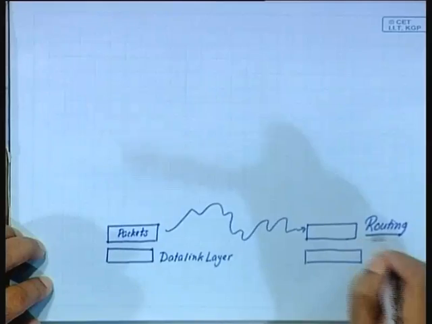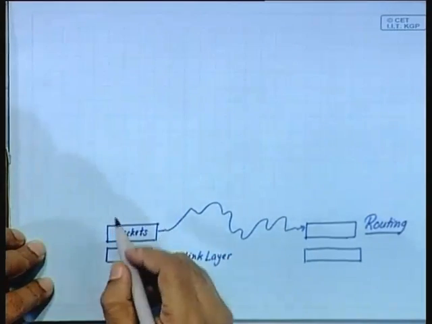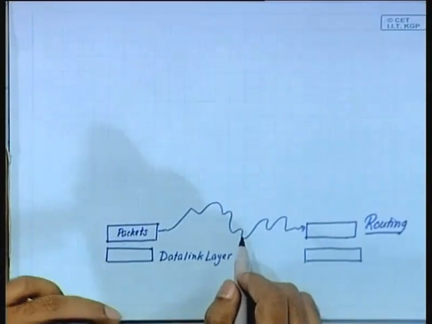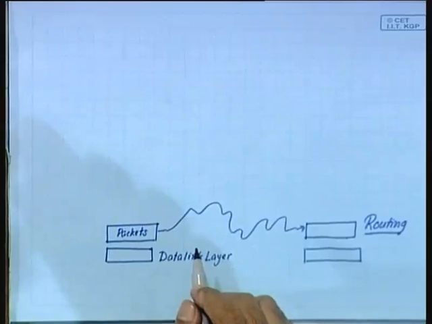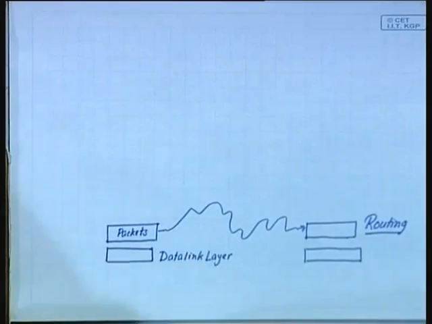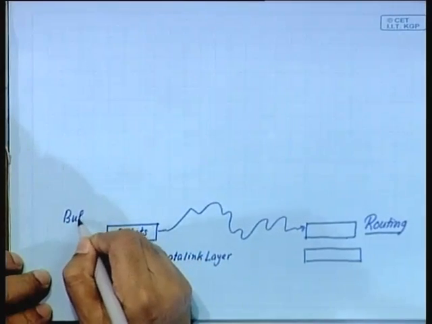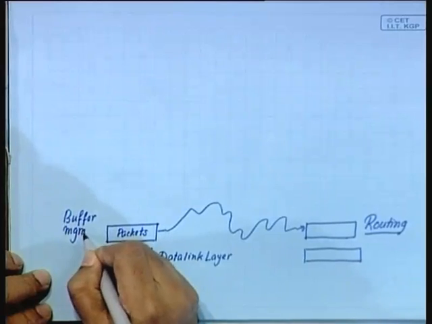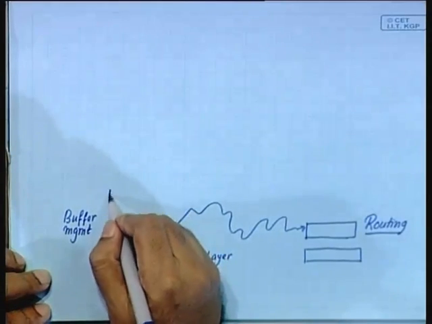Now, other than routing, there is another important problem here: when the packets are routed, they are stored and forwarded. They are stored at one node, then forwarded, and then stored in the next node and forwarded. So there is a buffer management problem here. We will see how we do buffer management in these layers.